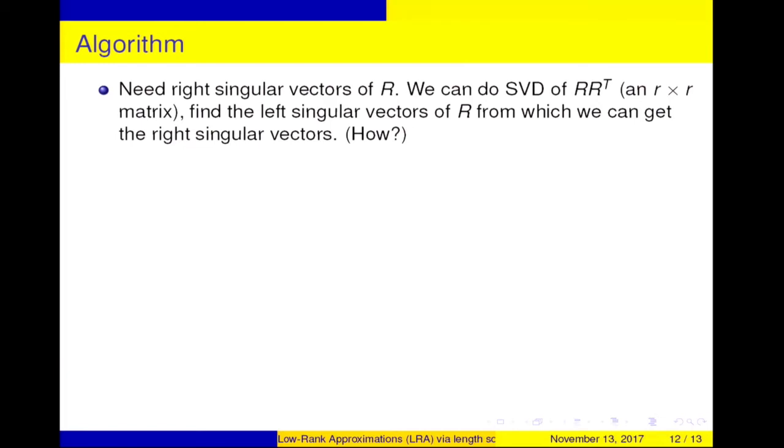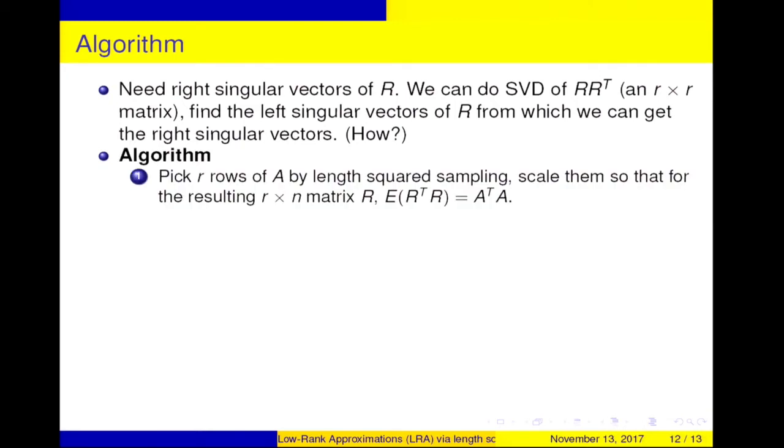We can do SVD of R R transpose, which is a small matrix, an r by r matrix, and that gives us the left singular vectors of R. So the eigenvectors of this are the left singular vectors of R, because it goes on the left of R or the right of R transpose, which is the same as left of R, from which we get the right singular vectors by just multiplying once by R. And I'm going to figure out how much time all this is going to take, right? That's the story. This just meant multiplying left singular vectors by R to get the right singular vectors.